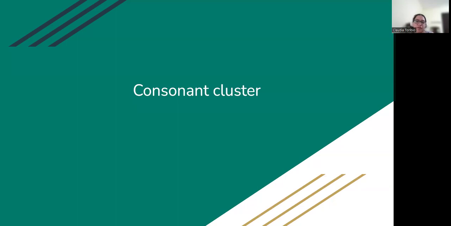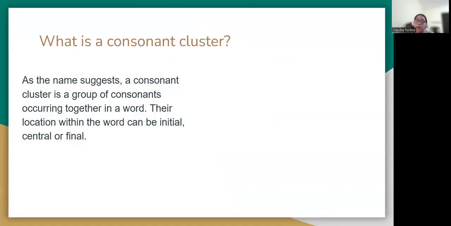So first, the consonant cluster. As the name suggests, a consonant cluster is a group of consonants that occur together in a word. So instead of a T, for example, we have an S. The location of the cluster within the word can be initial, meaning at the beginning. It can be central, or in the middle, or it can be final, at the end of the word.